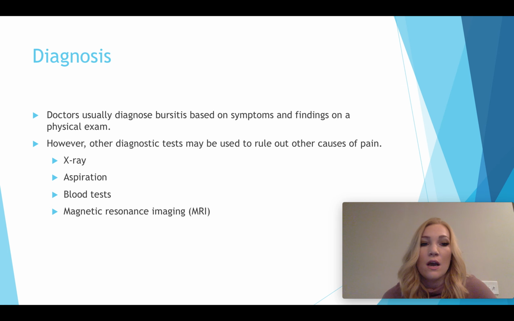So for diagnosis, doctors will usually diagnose bursitis based on symptoms and findings during a physical exam. However, other diagnostic tests are usually used to rule out other causes of pain. They often use an x-ray to look at the affected area for bony spurs or arthritis. With aspiration, fluid is taken from the swollen bursa and evaluated under a microscope to rule out gout or infection. Blood tests are used to screen for conditions such as rheumatoid arthritis or diabetes. And MRI tests can be done, but very rarely.